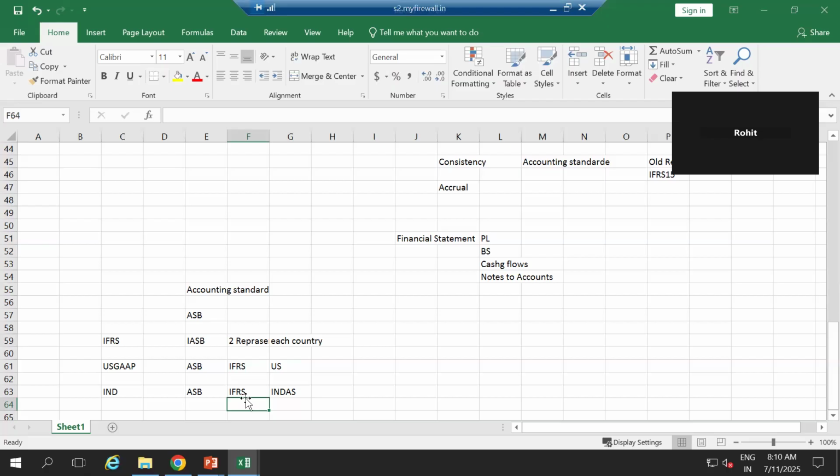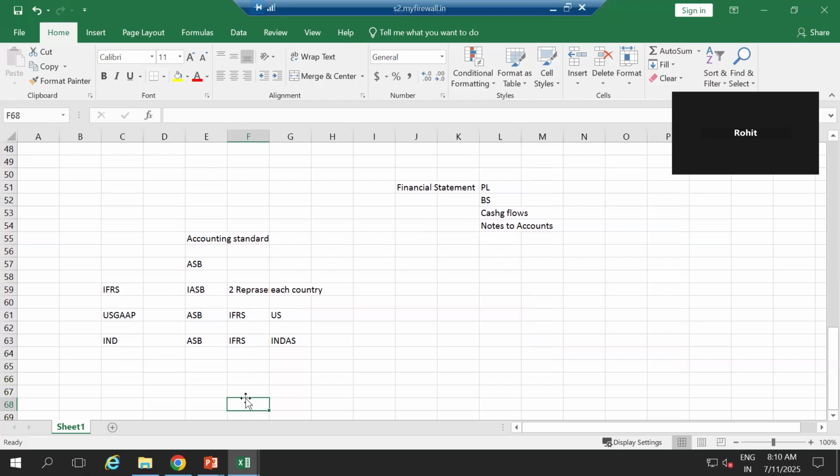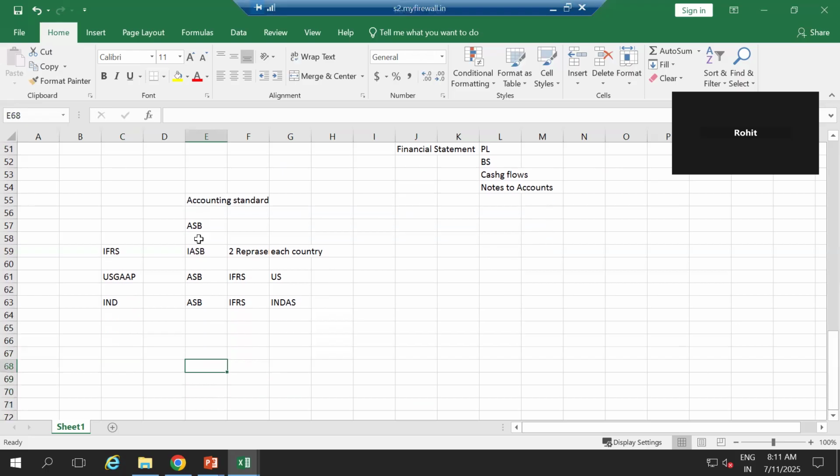So US companies will follow US GAAP, correct? Not IFRS, they'll follow US GAAP. Any further questions on this? So we understand what an accounting standard is, who will frame it, and how it is framed. Even if the company is located globally, then they should follow IFRS as well, right? Along with the US.